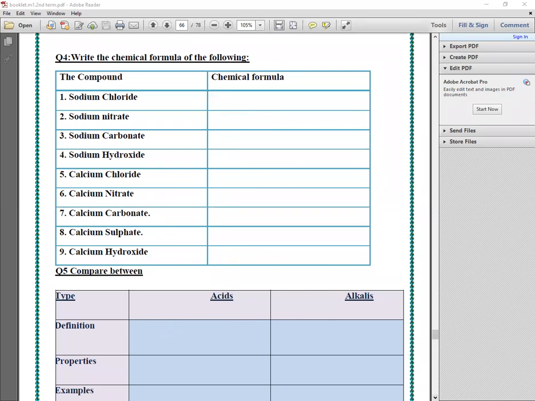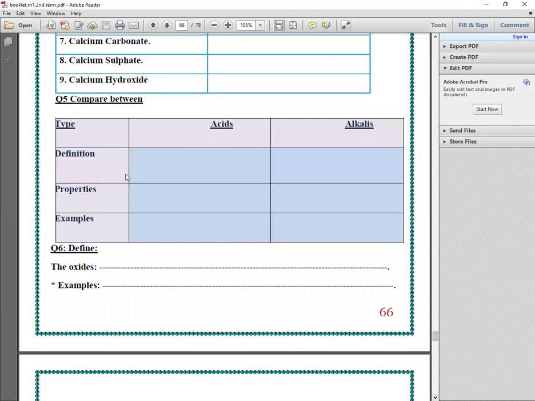Question number 5. Compare between acids and alkalis. Alkalis means bases. Compare according to their definition, according to properties, and give some examples. Okay, acids. What does it mean by acids? They are substances that dissolve in water or dissociate in water and produce positive hydrogen ions.